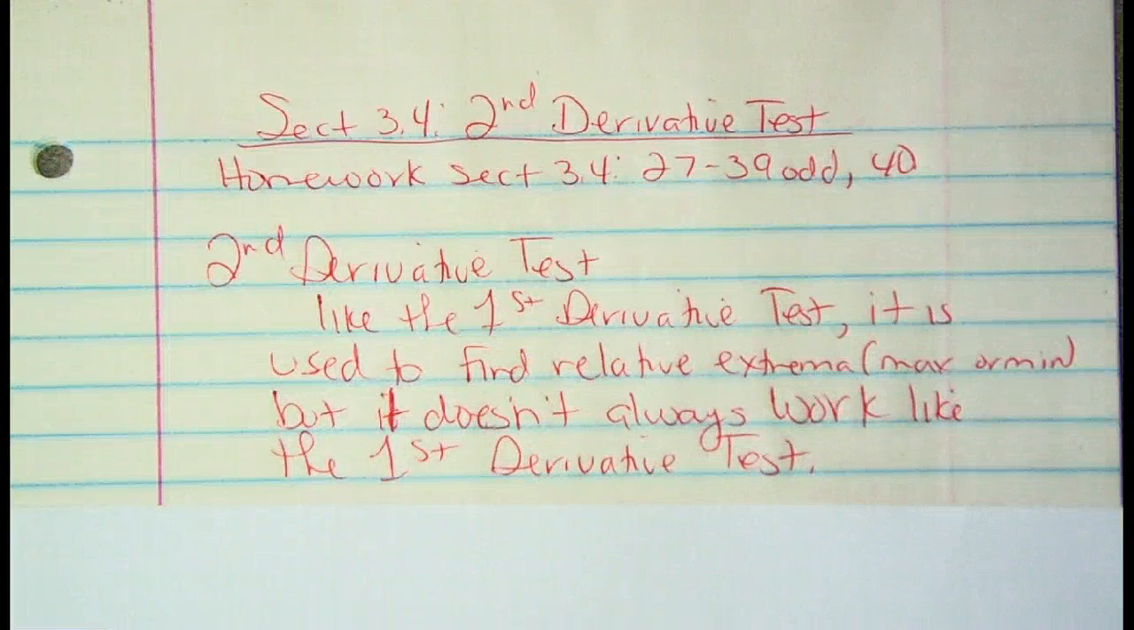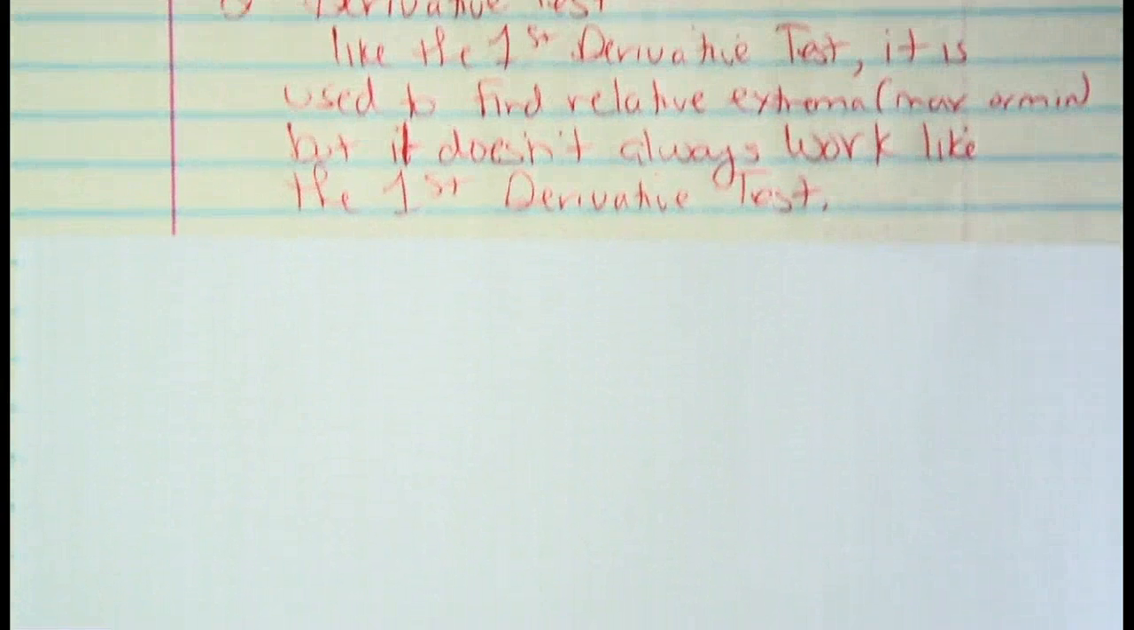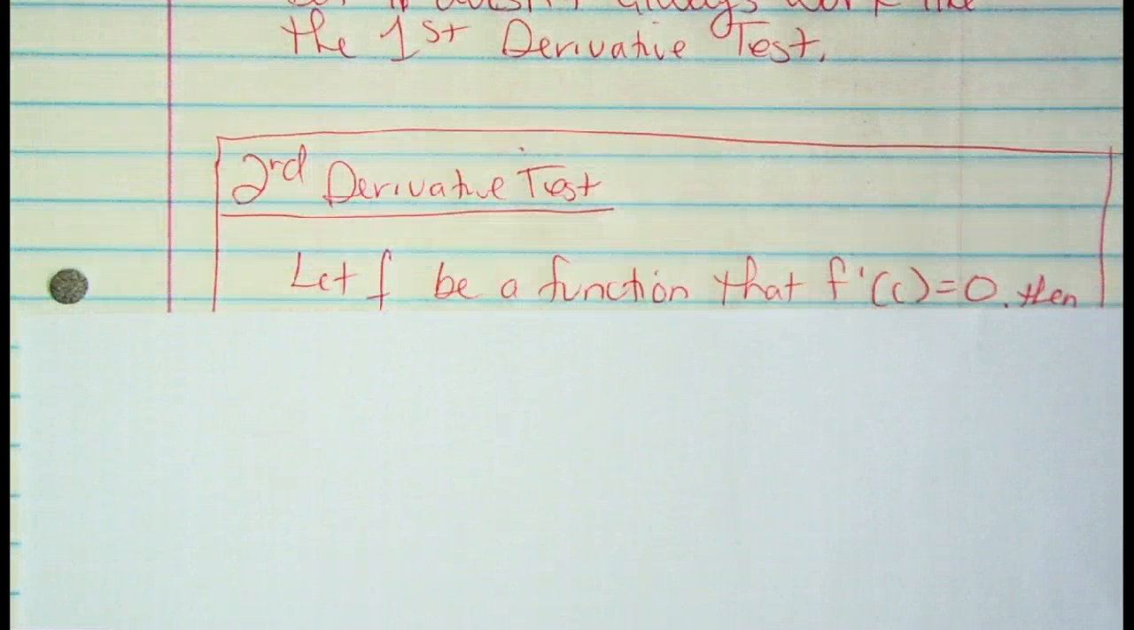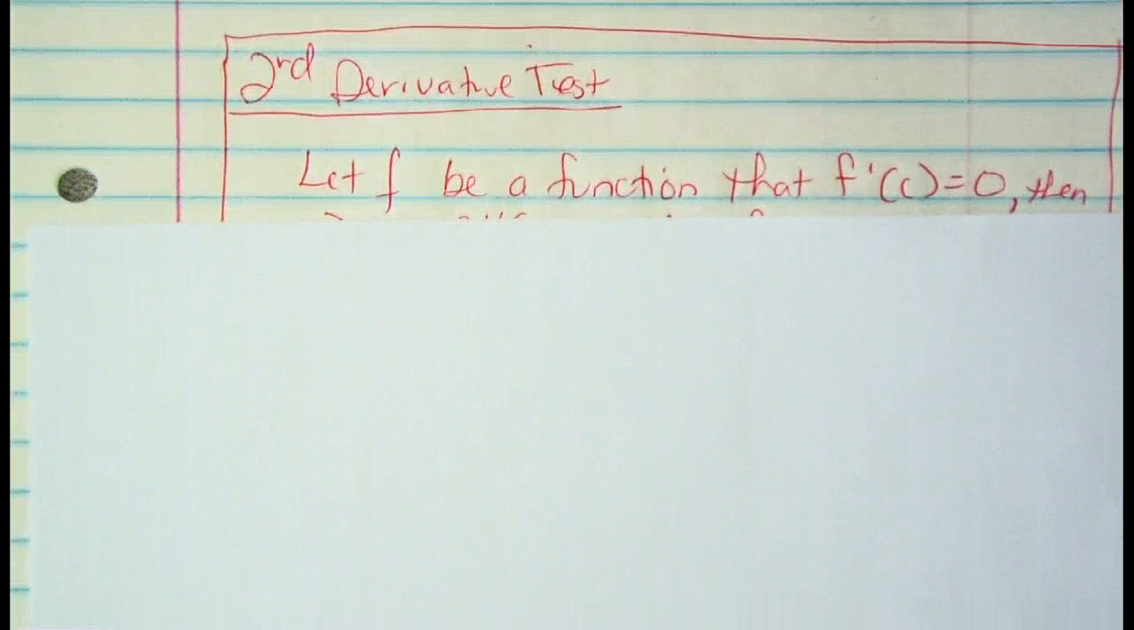The second derivative test, well, it's like the first derivative test in which it is used to find relative extrema, your relative max or min, but it doesn't always work like the first derivative test. Sometimes the second derivative test fails. So let's take a look and see what the second derivative test is.